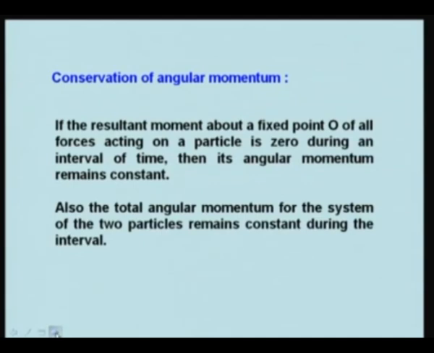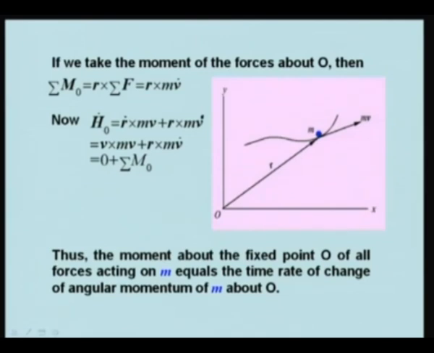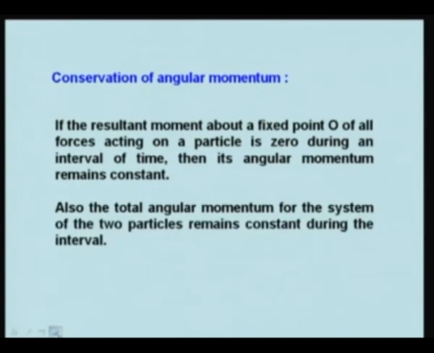Like we have the principle of conservation of linear momentum, we also have the principle of conservation of angular momentum. We see the equation H dot O is equal to sigma M_O. If sigma M_O, that is the moment of the forces about O, is 0, then what happens? Then H dot O will become 0, so H_O is constant.